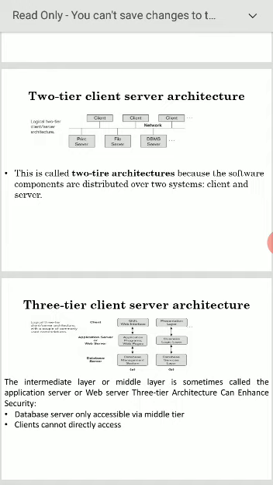There is no middle layer. Here the middle layer is there, that is application programs. Here are the presentation layer, business logic layer, and database services layer. In the case of two-tier, the client can directly access the data of the server. But in the case of three-layer or three-tier architecture, the client cannot access the data of the server directly, but can access it through the application programs.